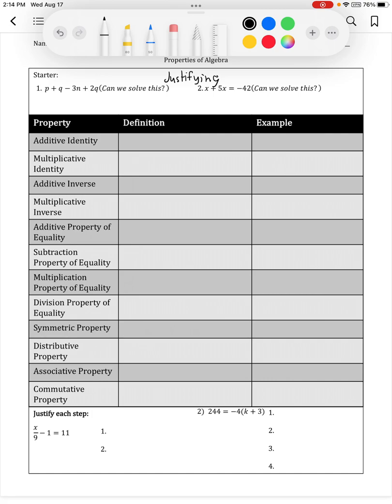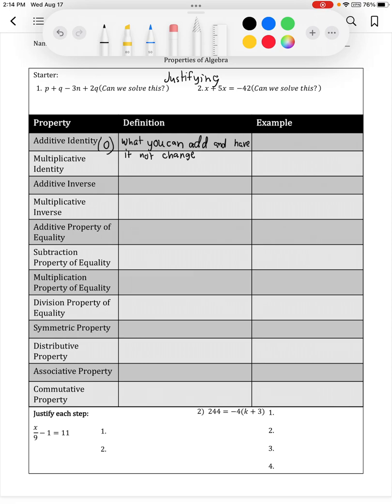The first one is the additive identity. An identity is what you can add and have, what can you have and have it not change? The additive identity is 0.